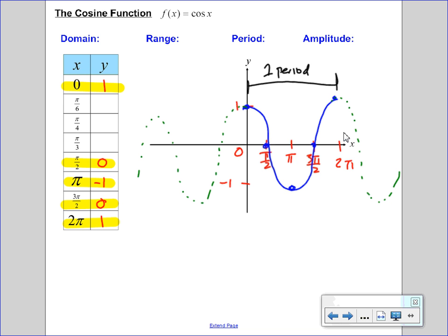What's the domain? Does it go on forever and ever on the x-axis? Yeah, it does. Remember the wave just keeps on going. So the domain is still negative infinity to positive infinity. For regular cosine, yes. Cosine never ends, so the domain will always be that. The range, though, for regular cosine goes from 1 to negative 1.